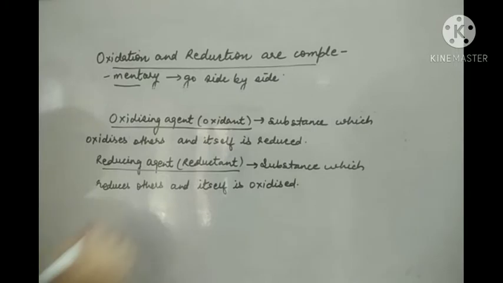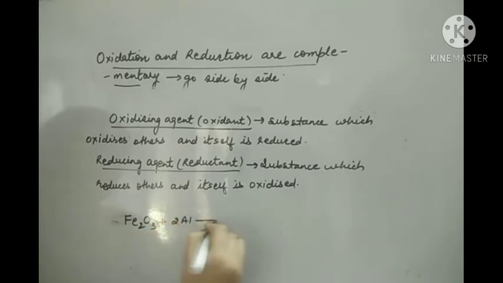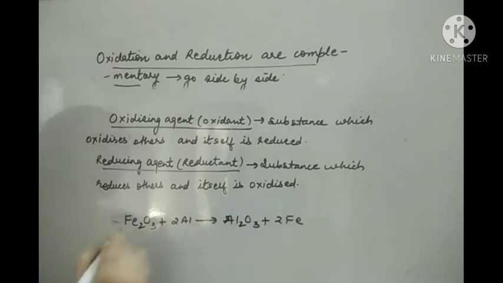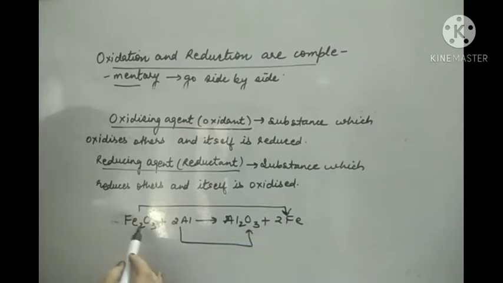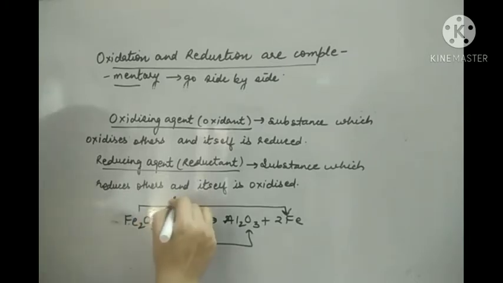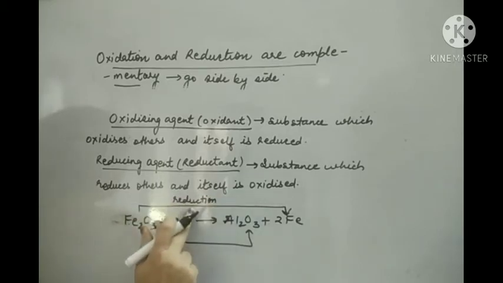Now we'll take one example here. Suppose in this reaction, Fe2O3 is changed to Fe, and Al is changed to Al2O3. So what this Fe2O3 is doing is providing the oxygen to aluminium, so it is undergoing reduction. Now the substance which undergoes reduction is known as the oxidizing agent.